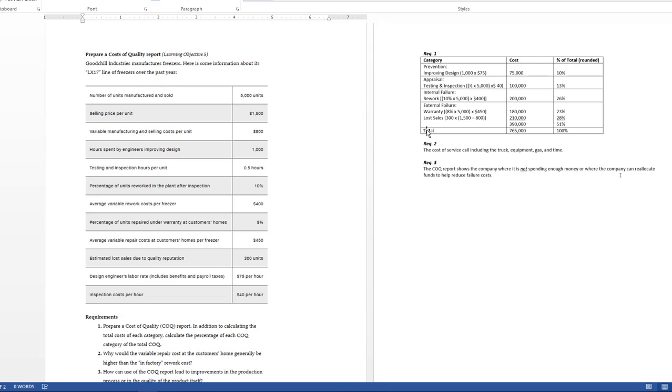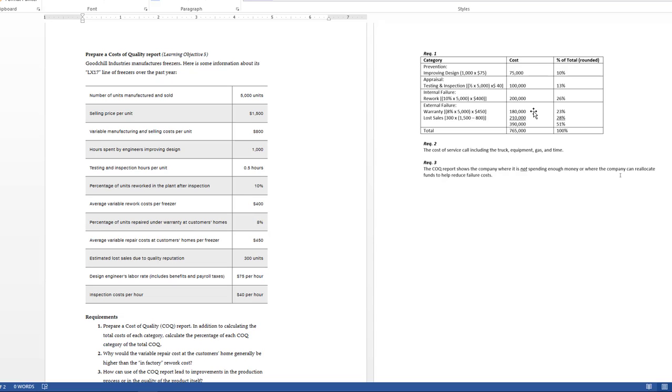And then finally, external failures. So this is going to be our most expensive because we're going to have lost sales, we're going to have warranty costs. So warranty costs are given here, as well as our lost sale information. But the warranty costs right here, 8%. Percentage of units repaired under warranty, 8%. And so 8% times the 5,000. And then it also gives us a price of the warranty costs, average variable warranty costs at 450. Okay, so 8% times 5,000 times the 450 gives us a cost of 180,000.